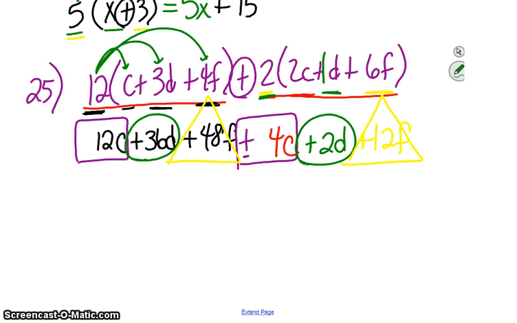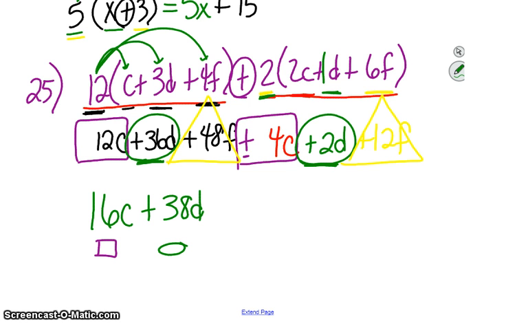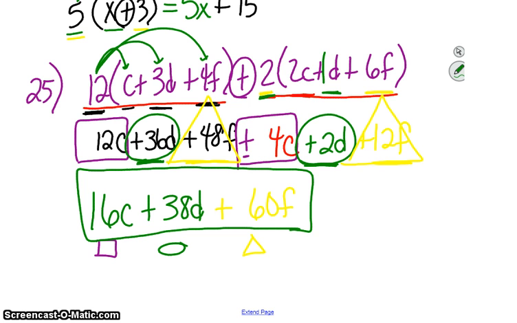And looking at this, 12C plus 4C gives me 16C. That was all of my boxes. Then I'm going to do the D's, which are the circles. So that would be 36D plus 2D is 38D. And finally, I'm going to do my triangles. And the triangles are 48F plus 12F, which gives me 60F. This is my final answer because I cannot combine C's and D's and F's together.